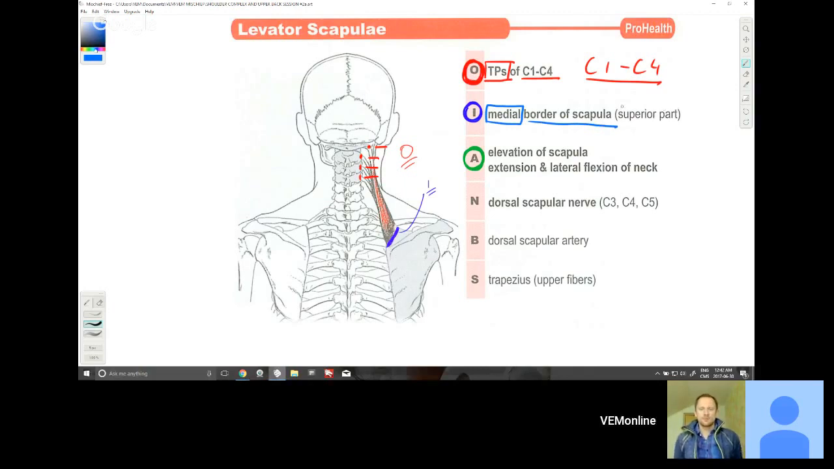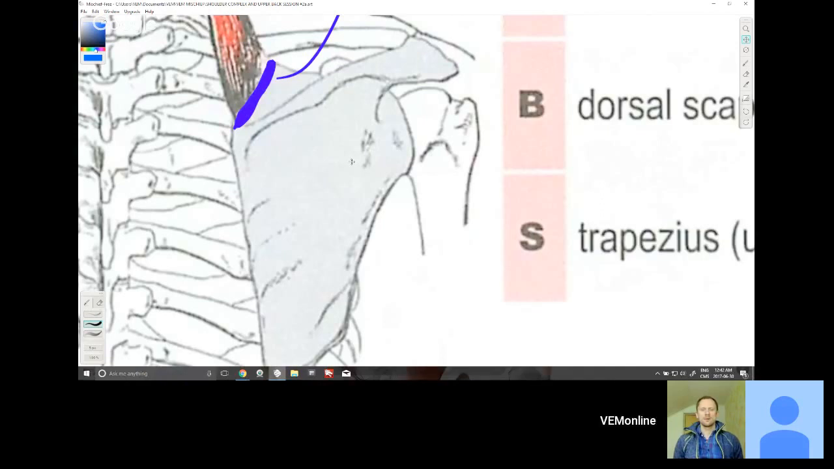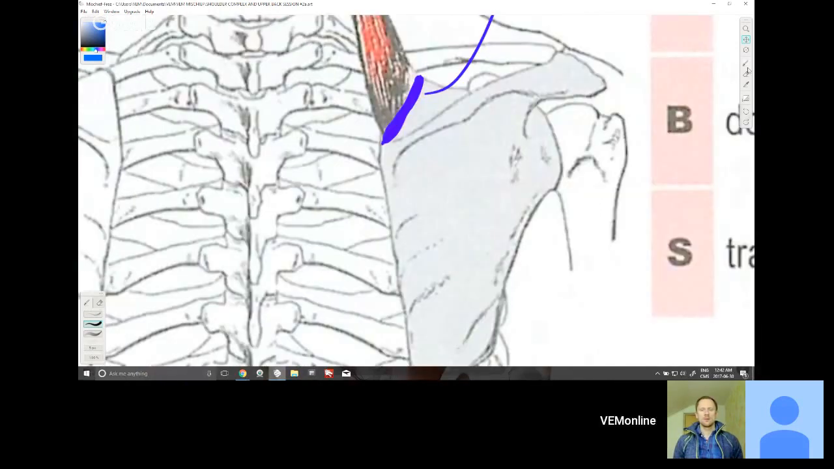Superior part, right? So this is quite significant. Superior part. There are many ways to say it anatomically correct. Okay, so this is, as we already learned, the root of the spine of the scapula. This is the root. We can say that the muscle inserts into the medial border.